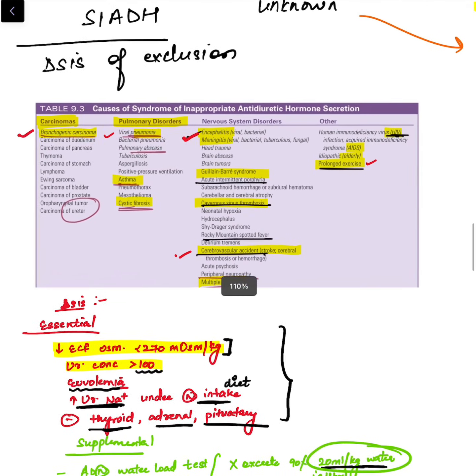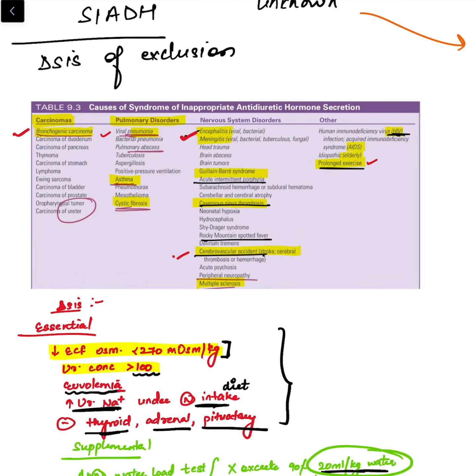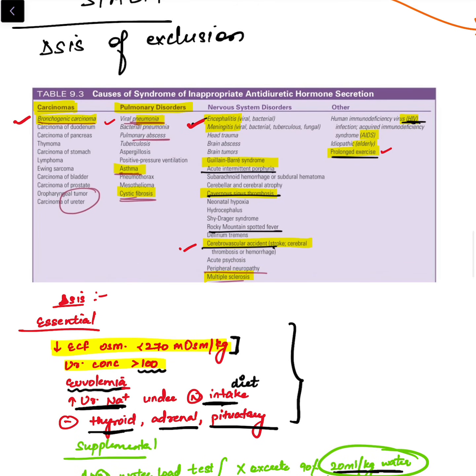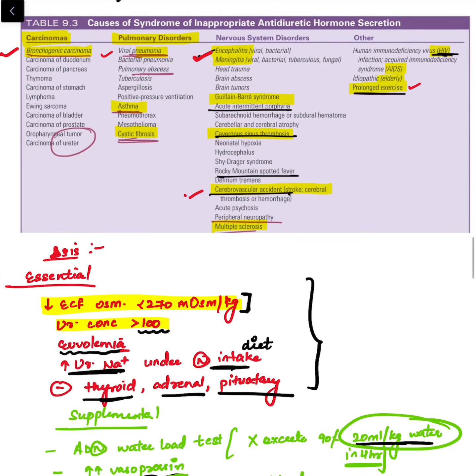Now, the next important cause is the syndrome of inappropriate antidiuretic hormone secretion. It's a diagnosis of exclusion. If you can't find any other diagnosis, then you will consider this. There are lots of causes, like carcinoma, bronchogenic carcinoma, some lung infections, brain meningitis, encephalitis, Guillain-Barré syndrome, stroke, prolonged exercise.